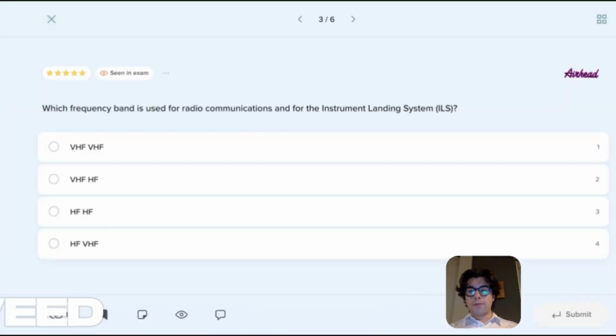Question number 3. Which frequency band is used for radio communications and for the ILS? So the ILS is using a VHF, and of course, the standard radio comms are also on the very high frequency range. Sometimes the aircraft are using high frequency, but these are only reserved for oceanic routes and for very long distance comms. So this will always be specified in the question.